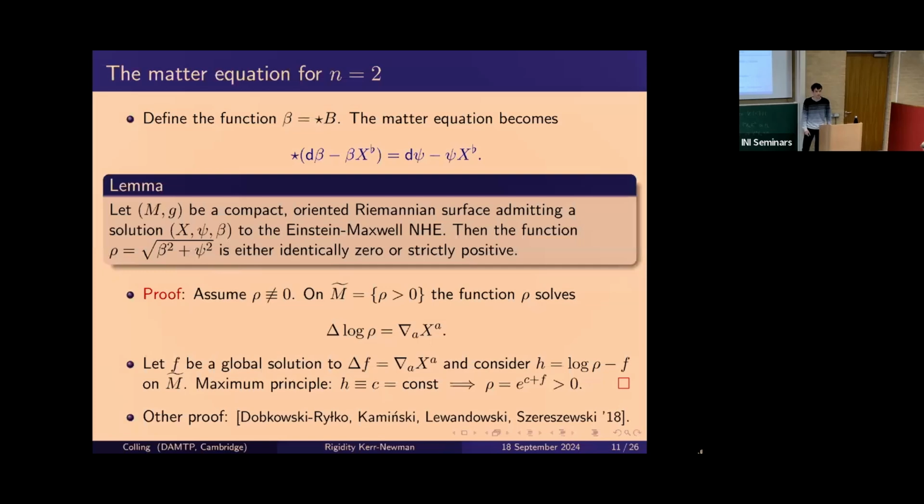Yes. Simply connected? No, definitely not. I may be assuming orientability to define this Hodge star, that's all.